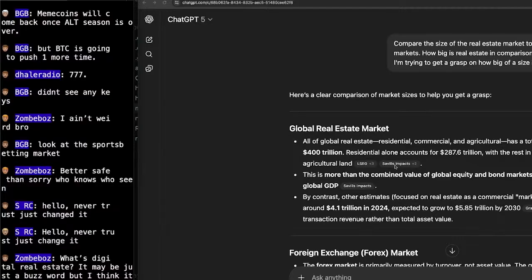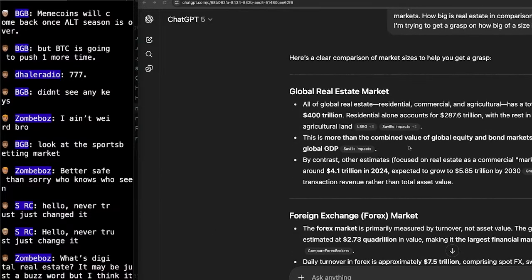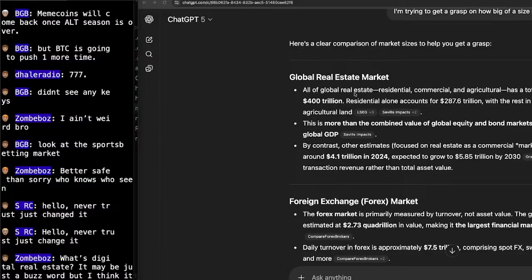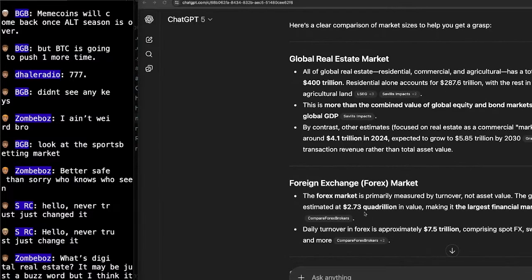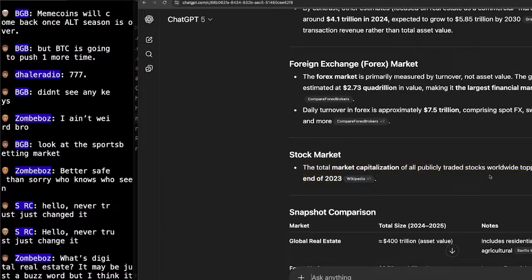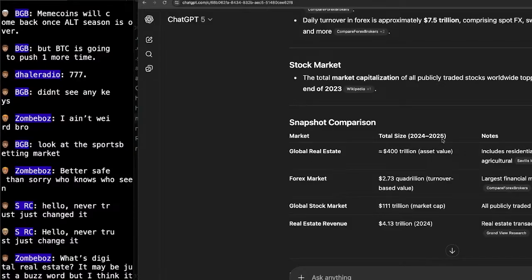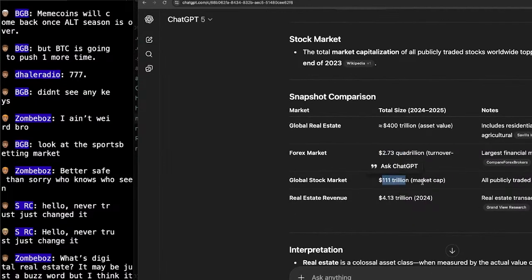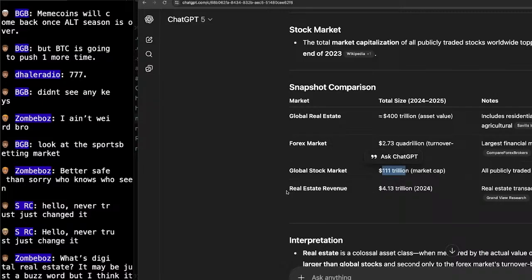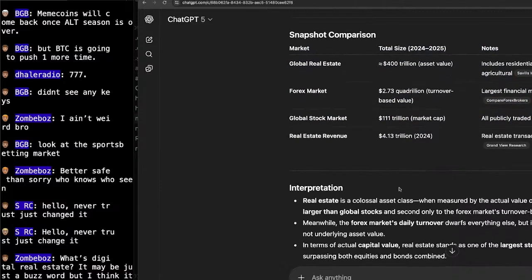I agree. So here's a clear comparison of market sizes to help you get a grasp. Global real estate market is 400 trillion. Residential alone is 287 trillion. Foreign exchange is 2.7 quadrillion. That's crazy. Stock market is 111 trillion. So real estate is bigger than the stock market. Global real estate, 400 trillion. Forex, quadrillions. Stock market, 111 trillion. Real estate revenue, 4.13 trillion. Interesting.